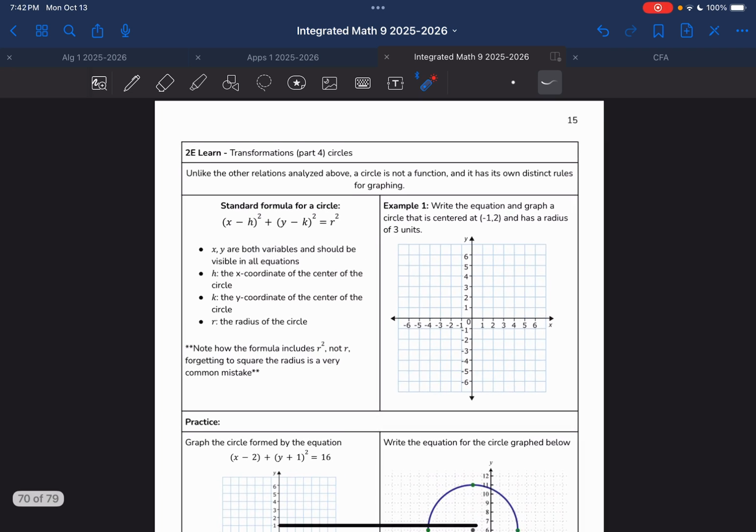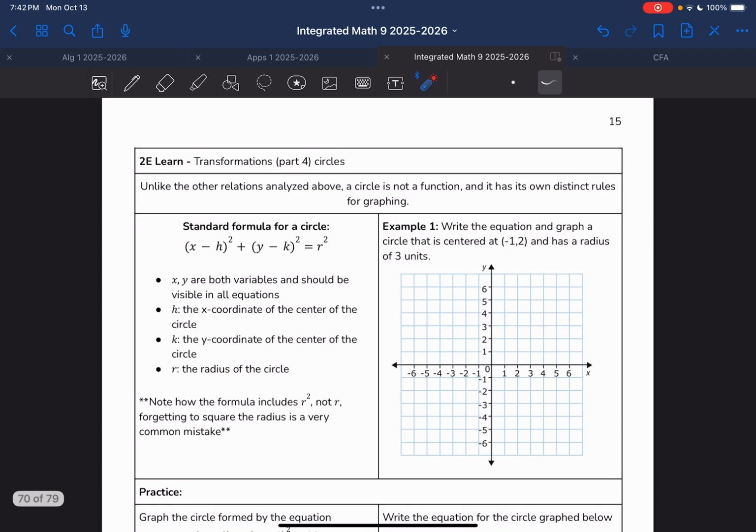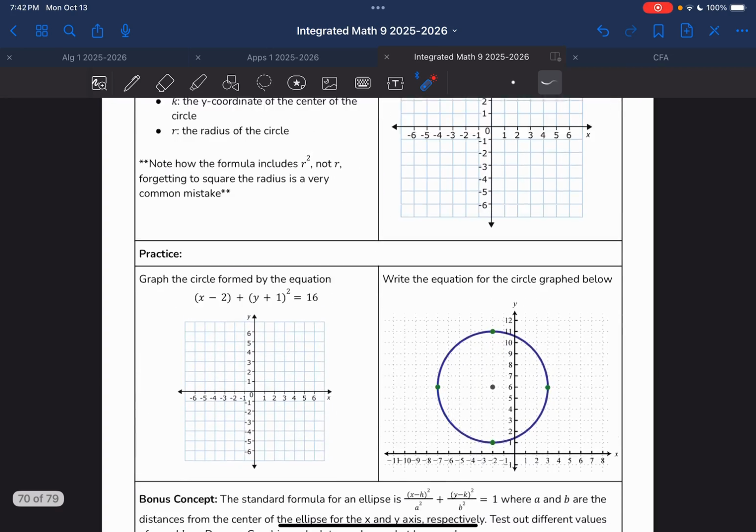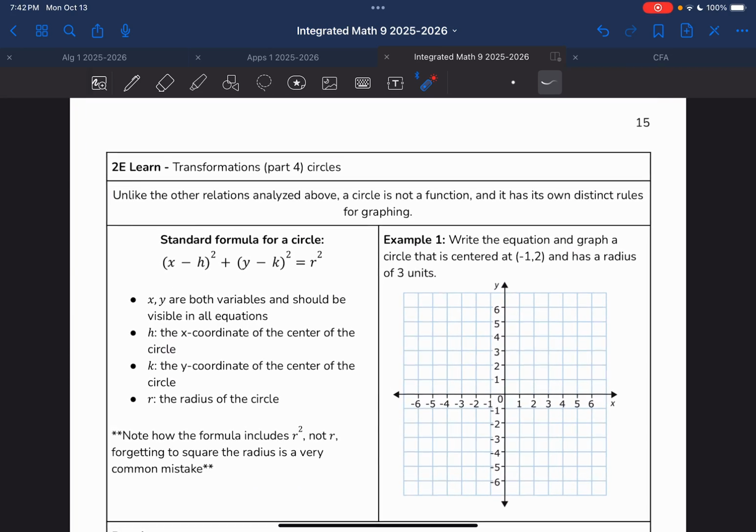And then finally, we have page 15. This is where we're talking about circles. And so circles are kind of distinct in that they have their own formula. And that's x minus h squared plus y minus k squared equals r squared, where h and k give us the center of the circle, and r gives us the radius of the circle.